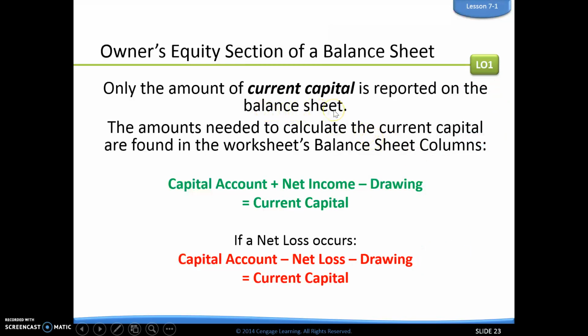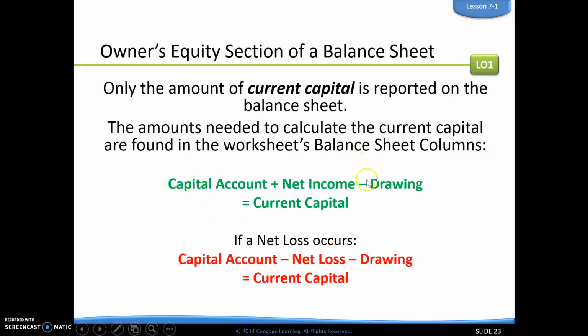what's called our current capital. This is very important, and a lot of you are probably going to mess this up, so pay attention here. Only the amount of current capital is reported on the balance sheet. We need to look in a couple of different places for that amount. If we have a net income, we take our capital amount from the worksheet, add our net income, and subtract out our drawing. That's our current capital. If for some reason we have a net loss, we take our capital amount minus our net loss minus our drawing, and that gives us our current capital.